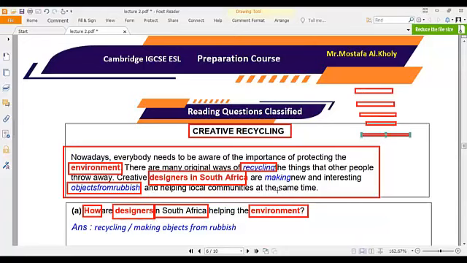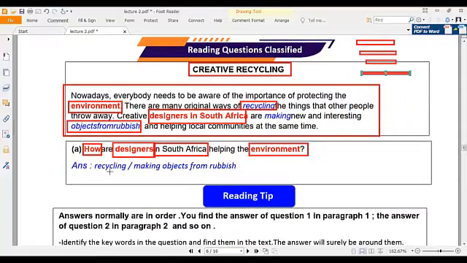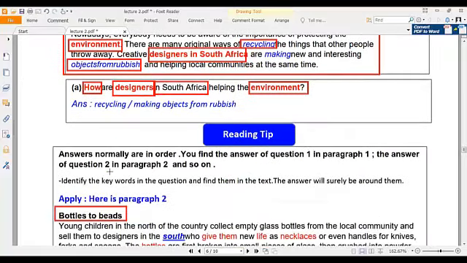Maybe you won't find the same words in the question and the same words in the paragraph. What does that mean? Here we were lucky that we found the word designers in the text, designers. Environment is the same word in the text also, environment. Sometimes you won't find the same words. Let's see how.